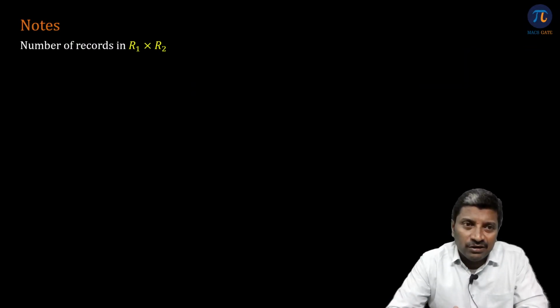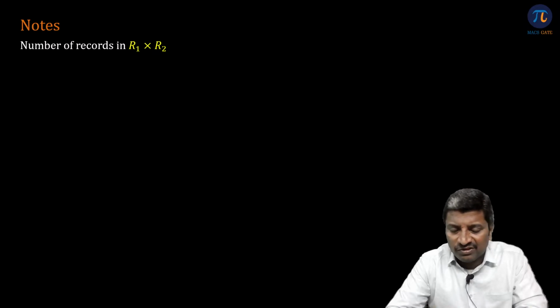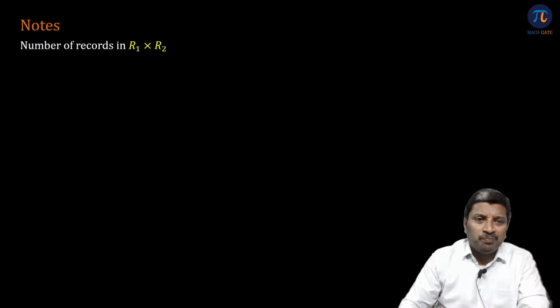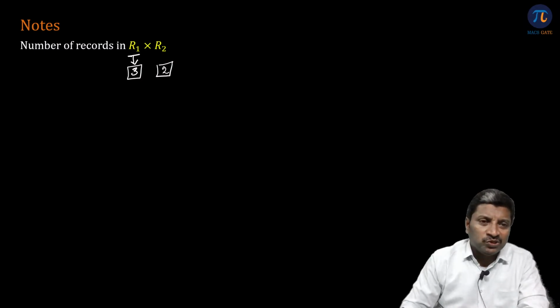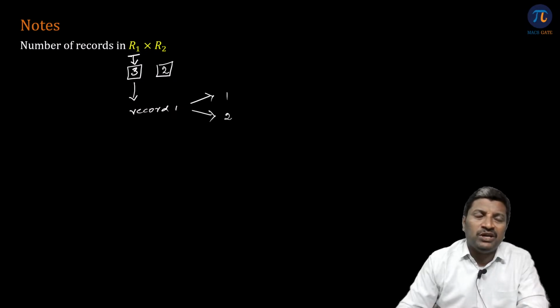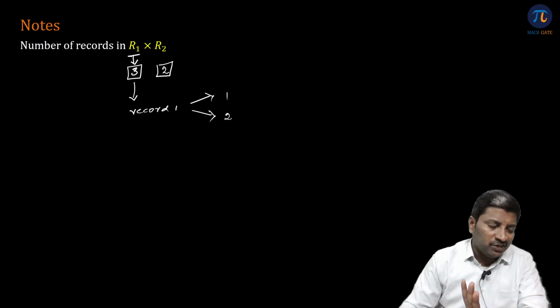Now let us calculate the number of records in R1 cross R2. In the previous example, how many records are you having, sir? 3. How many records are you having in R2, sir? 2. Now the question is, for record 1, how many matches are you doing, sir? You are matching 2 times because I have only 2 entries in the second table.